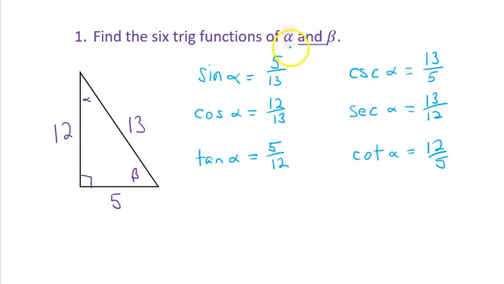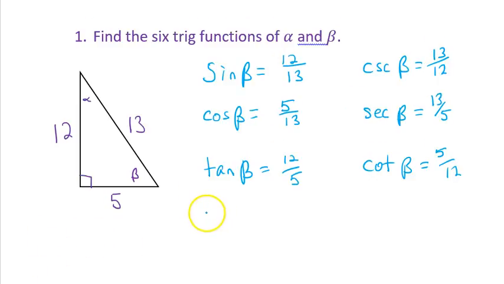At this time, hit pause and try to do beta for yourself. Okay, let's check your answers. So for the sine of beta, you should have opposite of beta, which will be 12 over hypotenuse 13. So cosecant would be 13 over 12. For cosine, you should have adjacent, which would be 5 over the hypotenuse of 13. So 5 over 13, secant would be 13 over 5. Tangent would be opposite over adjacent, so 12 over 5. Cotangent would be the flip of that, 5 over 12. Hopefully you did well with those.